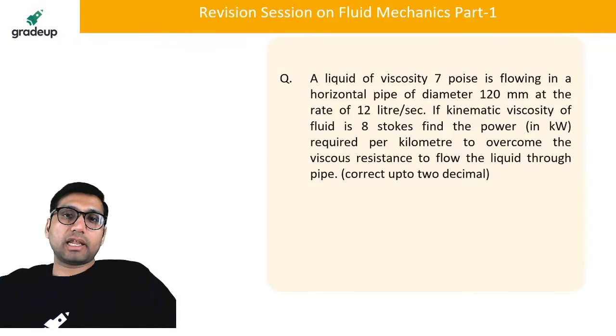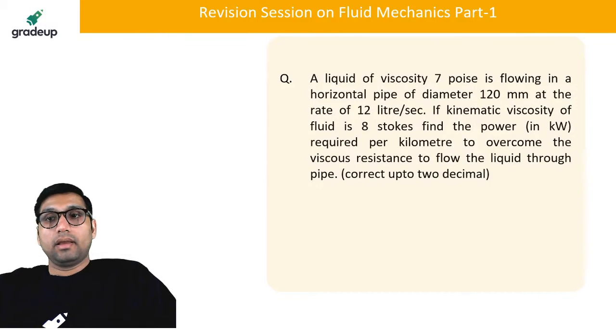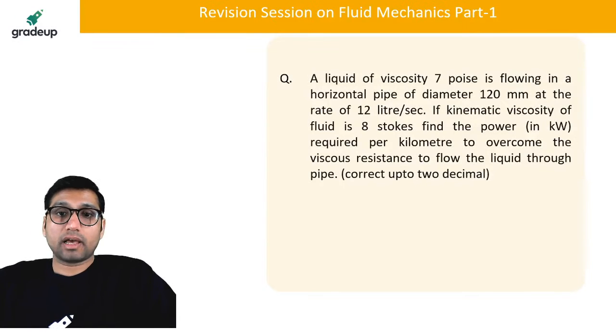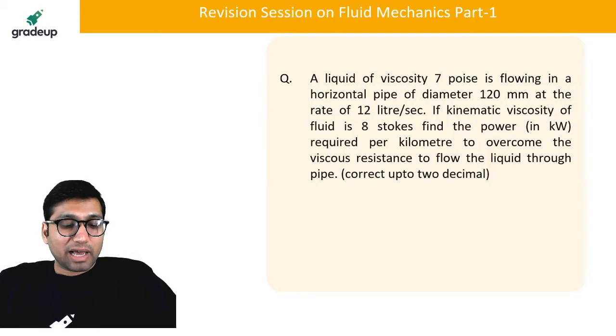Good. Next question: a liquid of viscosity 7 poise is flowing in a horizontal pipe of diameter 120 mm at the rate of 12 liter per second. If the kinematic viscosity of the fluid is 8 stoke, find the power in kilowatt required per kilometer to overcome the viscous resistance to flow the liquid through the pipe. You have to give the answer up to 2 decimal places.